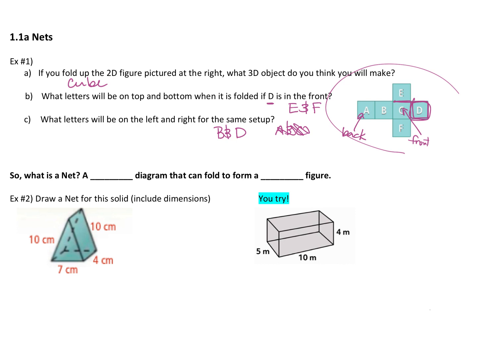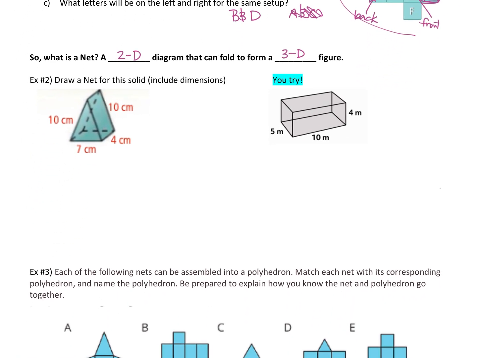Okay, so what is a net? We said it is a two-dimensional diagram, 2D, that can fold to form a 3D figure. Okay, so take a look at this picture. They give you, anyone think they know what the name of this is? I do not expect you to know this.